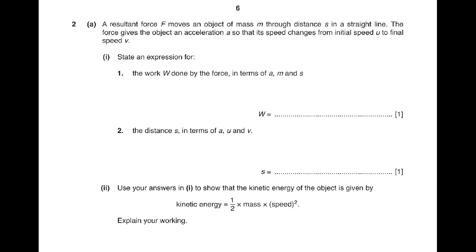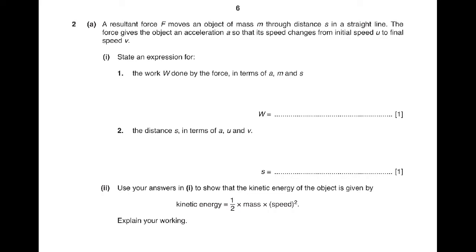This next one is looking at writing down expressions with symbols rather than numbers. And usually these questions involve putting together expressions that you know and combining them to come up with new ones. So let's have a look. We've got a resultant force moves an object of mass m through distance s in a straight line. The force gives the object an acceleration a so that its speed changes from the initial speed u to final speed v. And we have to first write an expression for the work done by the force in terms of a, m and s.